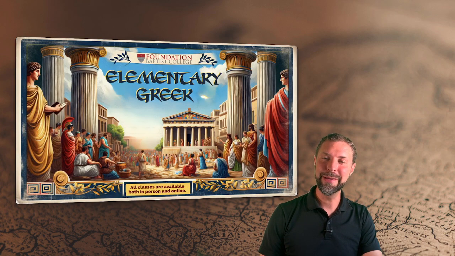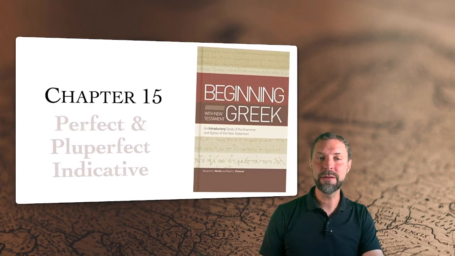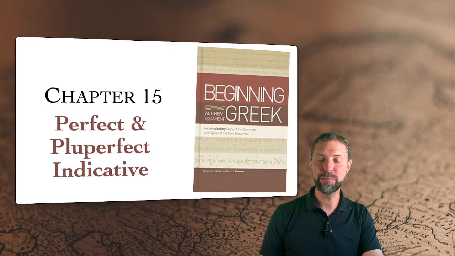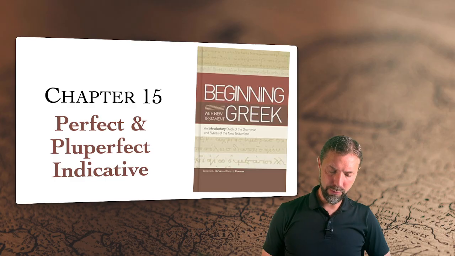We're continuing in our study of elementary Greek. And that brings us here to chapter 15, which is now the perfect and pluperfect indicative. So just a reminder of what we've done to this point with the other verb tenses.